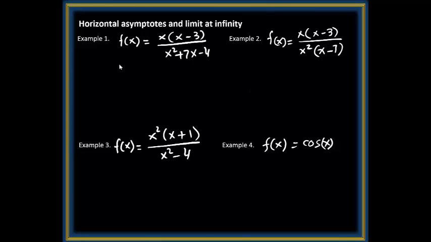So we are looking for horizontal asymptotes using the concept of pre-calculus, just with the rational function. First look at example 1. You have x times x minus 3 over x squared plus 7x minus 4.